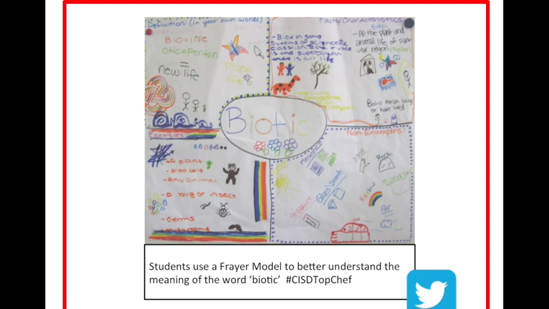So this is an awesome example of how to use a Frayer Model to really help increase the amount of thinking in a classroom, encouraging students to really change the way they approach their conceptual knowledge of that word by going back and revisiting it as they learn. Debbie, when it comes to Twitter, what other tips would you share with us?